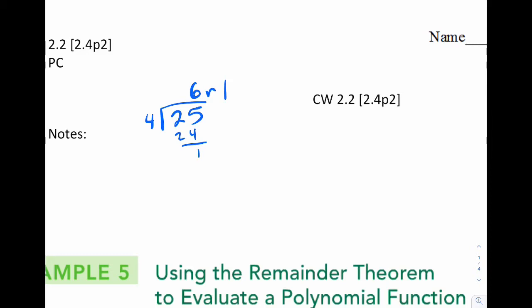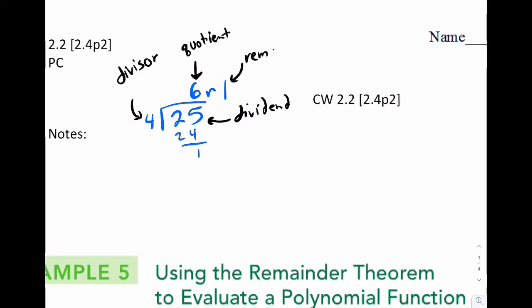So 25, this term is called the dividend. 4, that is called the divisor. 6 is called the quotient. And this 1 is, of course, your remainder.